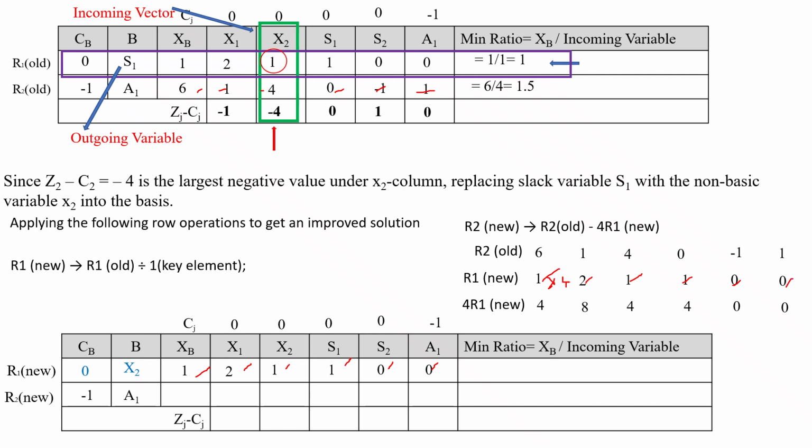Next we do the operation R2 old minus 4R1 new. So 6 minus 4 is 2, 1 minus 8 is minus 7, 4 minus 4 is 0, 0 minus 4 is minus 4, minus 1 minus 0 is minus 1, 1 minus 0 is 1. So these are the R2 new elements.